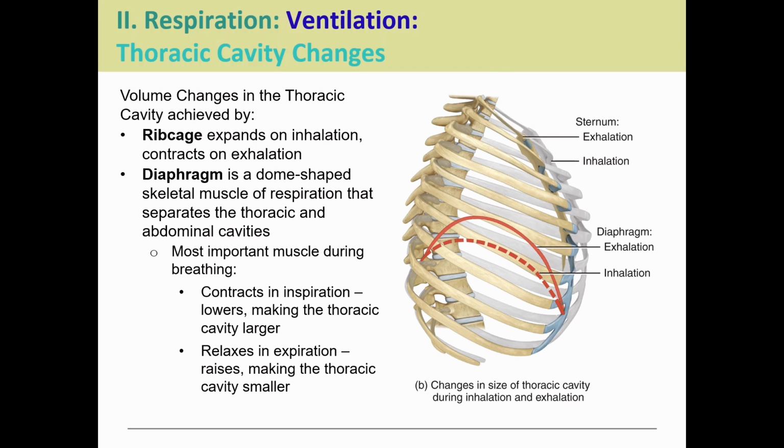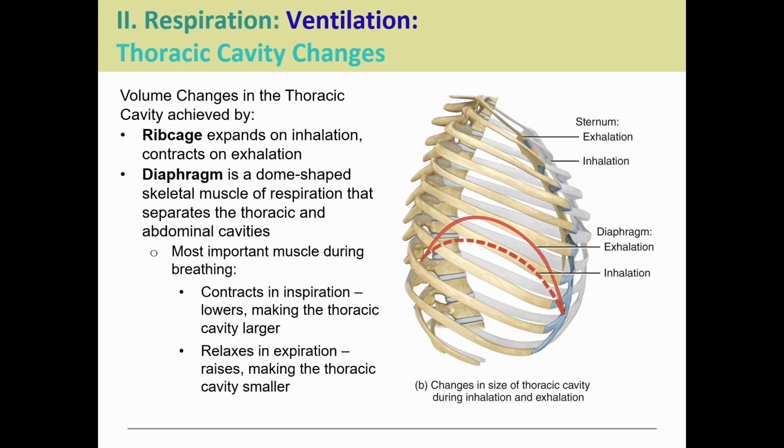And so again, we mentioned this before, but the volume of the thoracic cavity is going to change when the ribs move up and out when we breathe in, right? So it gets bigger when our ribs move up and out for inhalation. And then that same space shrinks down when the ribs move down and in, right back to normal when we breathe out during exhalation.